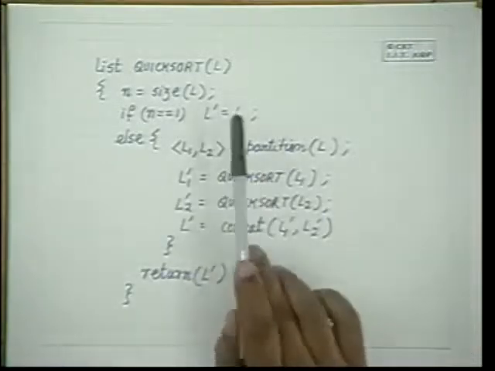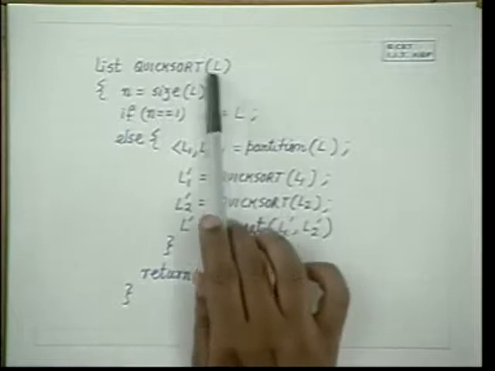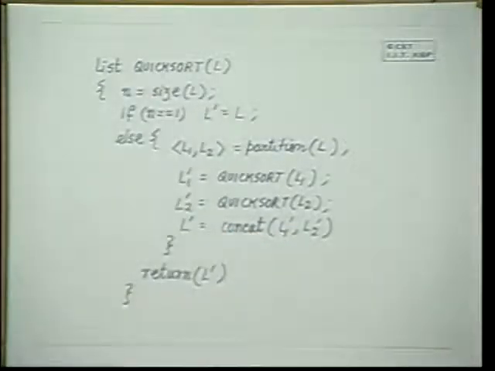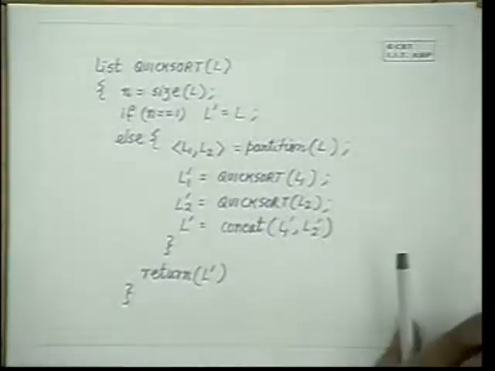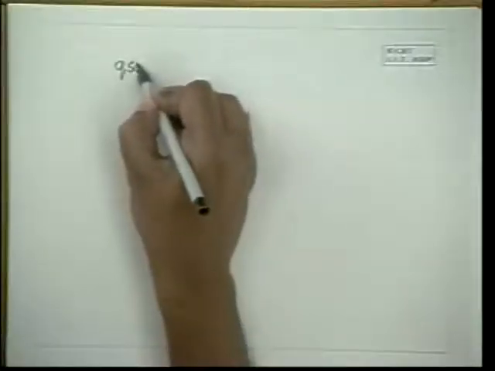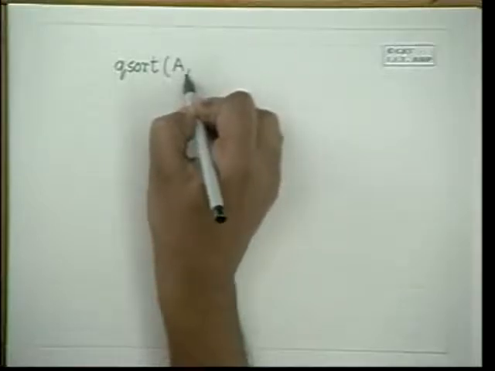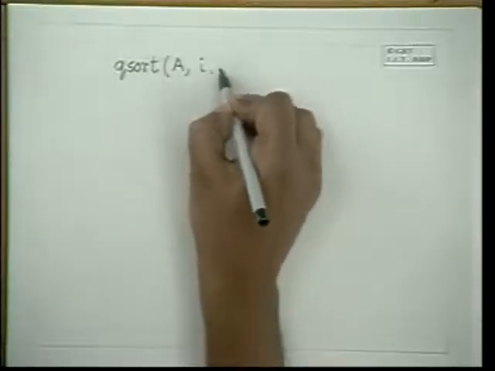So now, just like in the merge sort, we will use arrays and array indices to define our quicksort routine. So how will we do that now? In quicksort A of the array A, the list is indicated by the array indices.